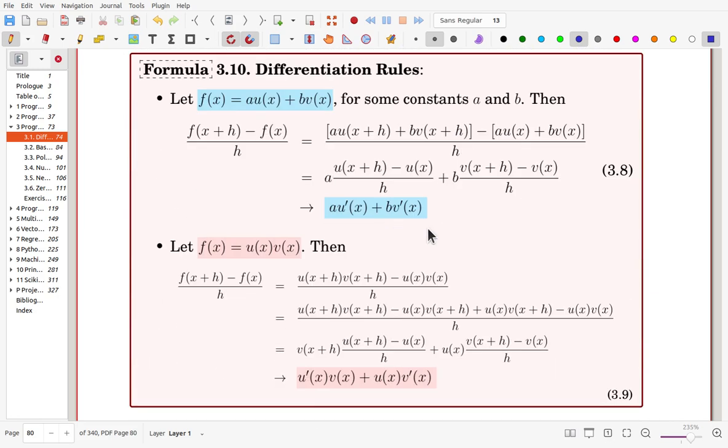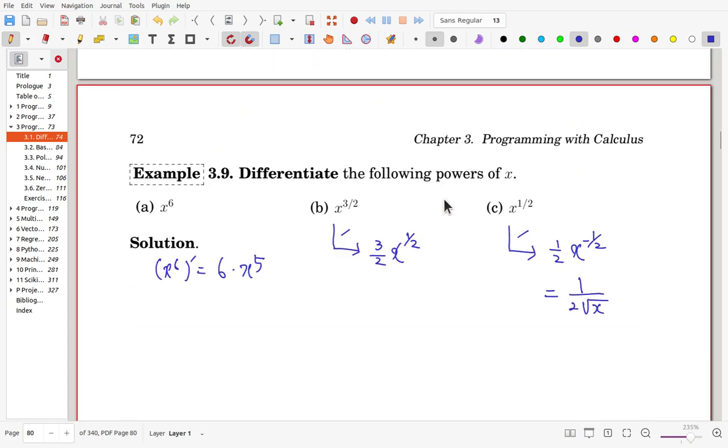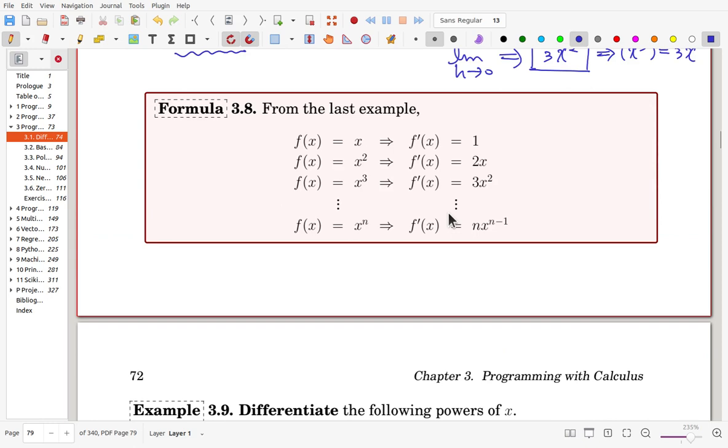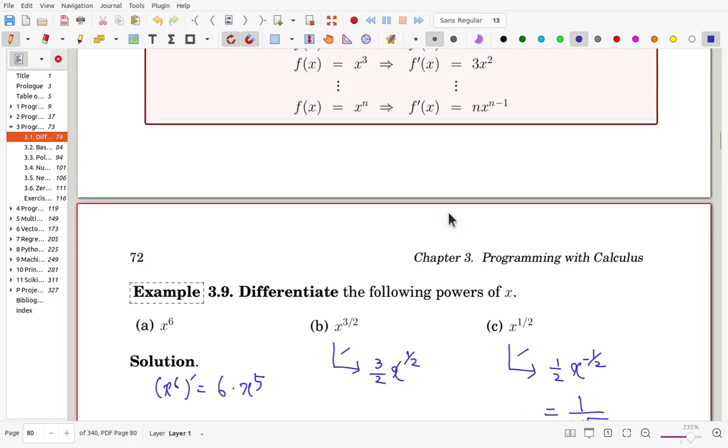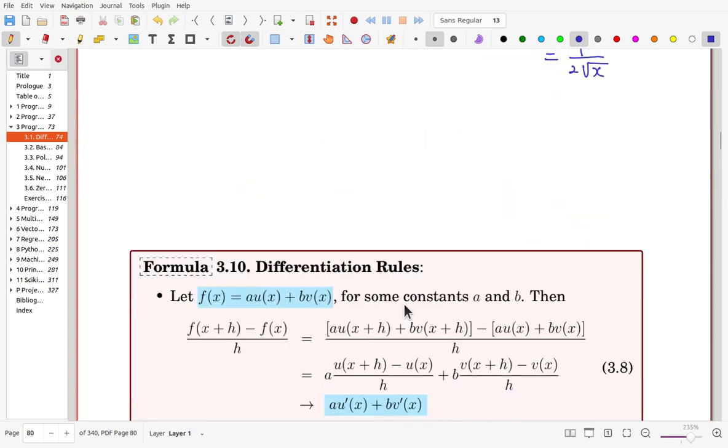Now, we expanded the definition of the derivative for various functions. And here, these are just x to some power. And for x to the power n, we can get such a formula. Now, we'll try to apply the definition of derivative for various functions by using some extra differentiation rules.